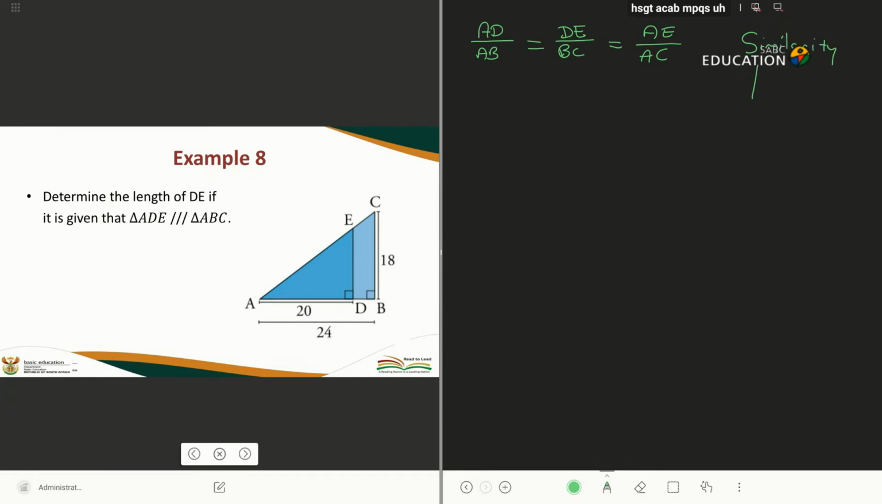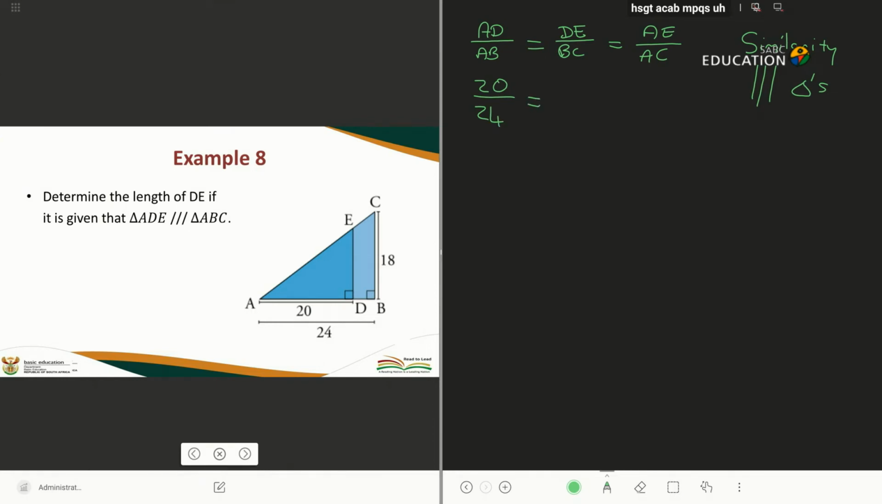Or you can write similar triangles. Same reason. Okay. So now I start to do my substitution. So AD has a length of 20. It has been given to me. AB has a length of 24.